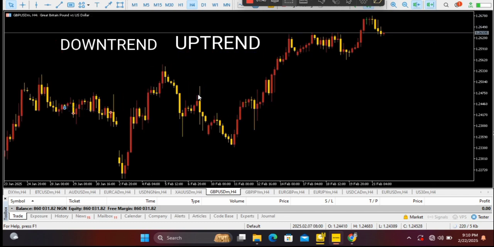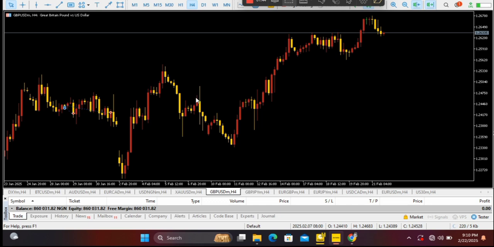Now let's identify an uptrend. How do we identify an uptrend in the markets? Knowing this is very important to help us make good decisions on how to place our trade.